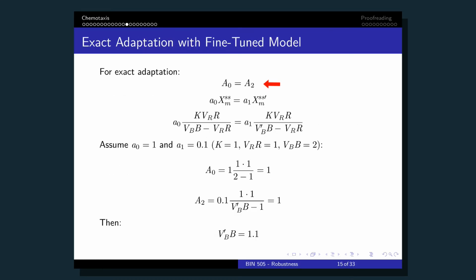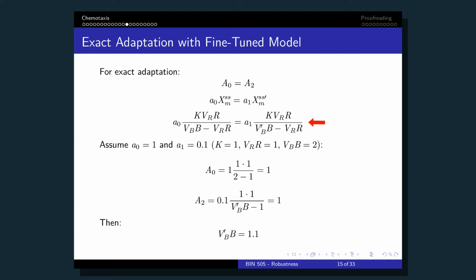Now for exact adaptation, capital A0 and A2 should be the same, because we want the activity to remain the same once the bacterium has adapted. That means the fraction of unbound receptors times the initial steady state should be equal to the new fraction of unbound receptors, which is lower now that there is more attractant in the environment, times the new steady state.